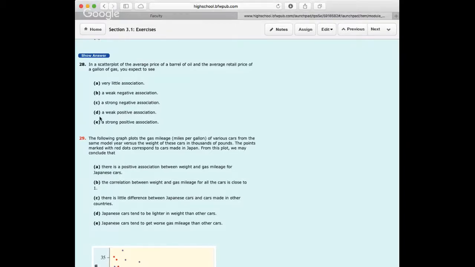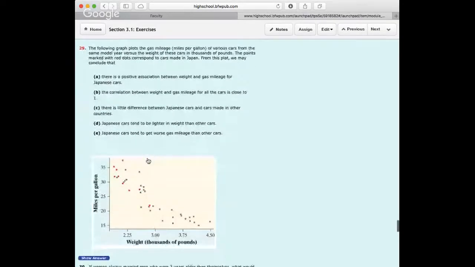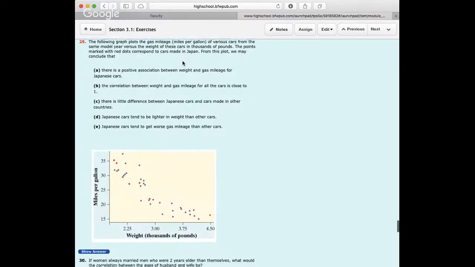Perfect. Okay. Now let's continue on 29. Number 29 says the following graph plots the gas mileage of various cars from the same model year versus the weight of these cars in thousands of pounds. So the weight, being the explanatory because it's on the X, explains the response of miles per gallon. So we're saying as the weight of the car increases, the miles per gallon decreases. So we can expect this to be a negative association, and you could probably say a moderately negative, linear association.